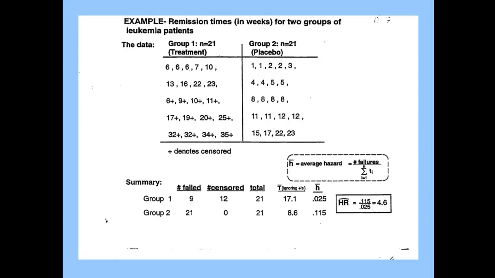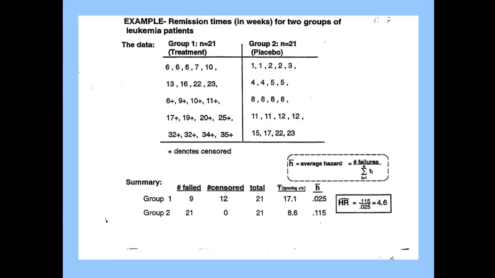In fact, if you start looking at any one of these numbers with the plus, like the 17 plus or the 32 plus, the 32 plus means they were in remission for at least 32 weeks. You don't know when they went out of remission, but it was at least 32 weeks, so maybe it was 35 weeks, maybe it was 40 weeks. You don't know how long they were there. So the amount of time the people with the pluses were in remission was even longer than you see. So these numbers, in some collective sense, are larger than the numbers here. Without even doing anything fancy, you'd probably say the treatment group's doing better.